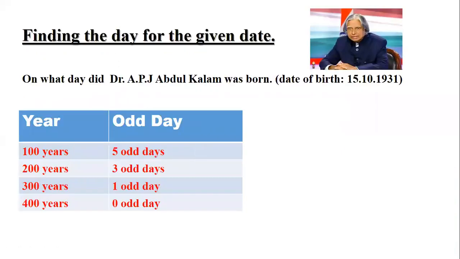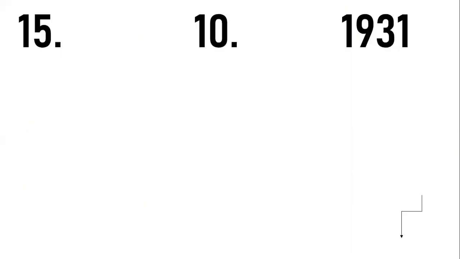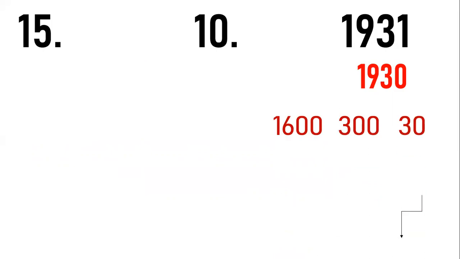I have taken one more example. Dr. APJ Abdul Kalam's day of birth we want to find out. 15th October 1931. 1931, first 1930 will be the completed year. From that we are going to split 1600, 300 and 30. For 1600 there are 0 odd days. For 300 it is 1 odd day.